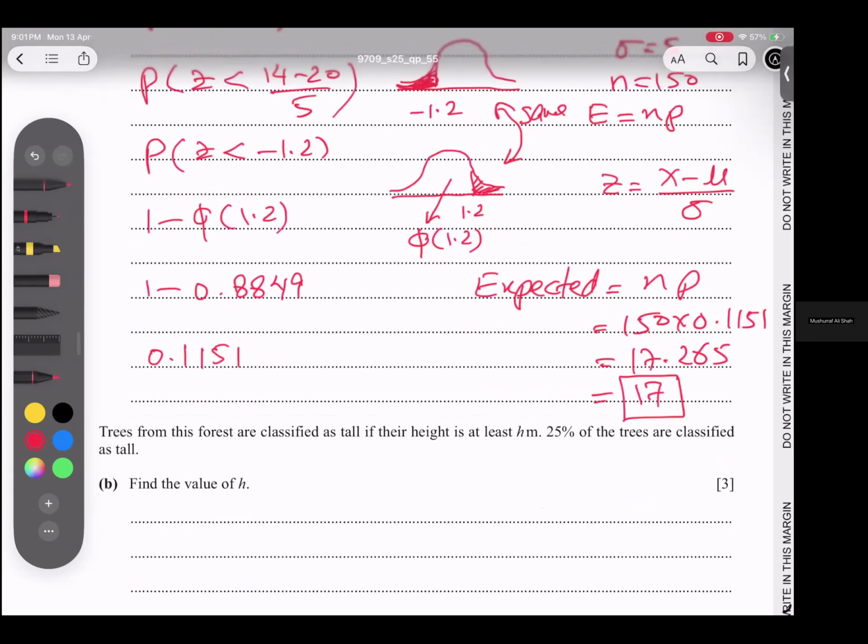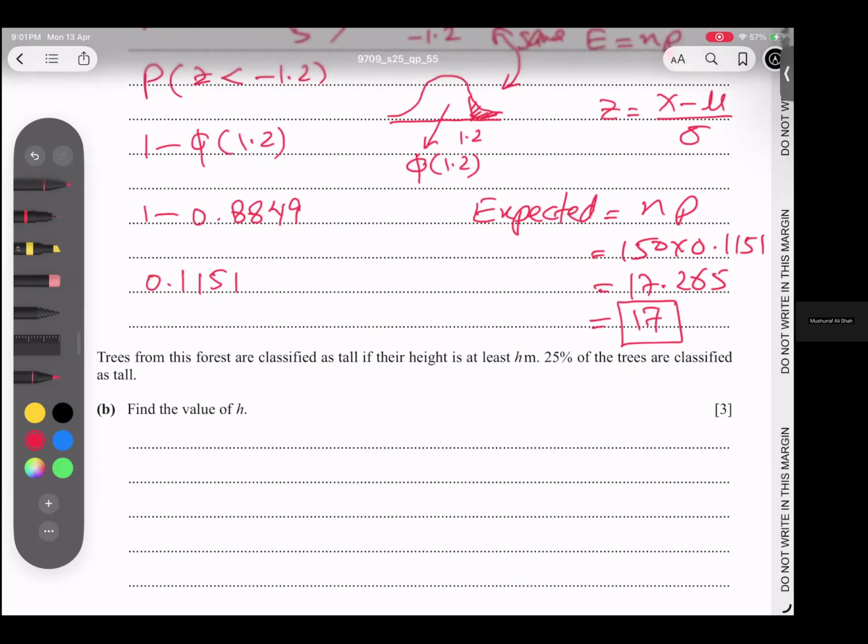Let's talk about the next part: trees in the forest are classified as tall if the height is at least 25%. At least means that number and more. So we can write it like this, with 25%, and the formula is (h minus mean) divided by deviation, equal to 0.25.